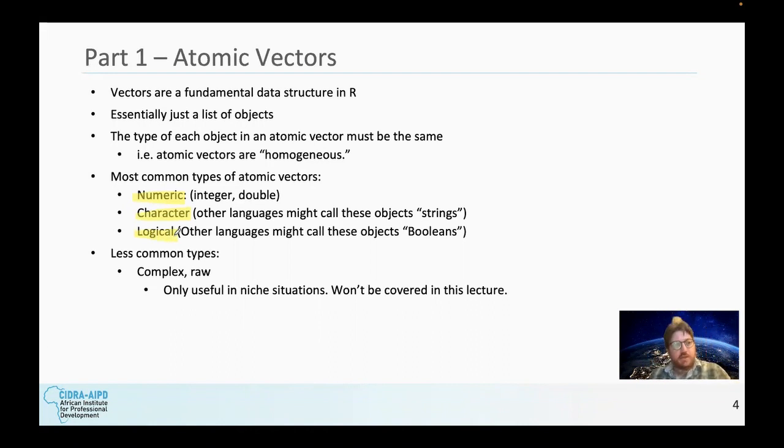So a vector needs to have all of the same type. That means you can't have a vector which has some numbers and some characters. It needs to be all numbers or all characters or all logical. There are some other less common types such as complex and raw, but those won't be covered in this lecture.